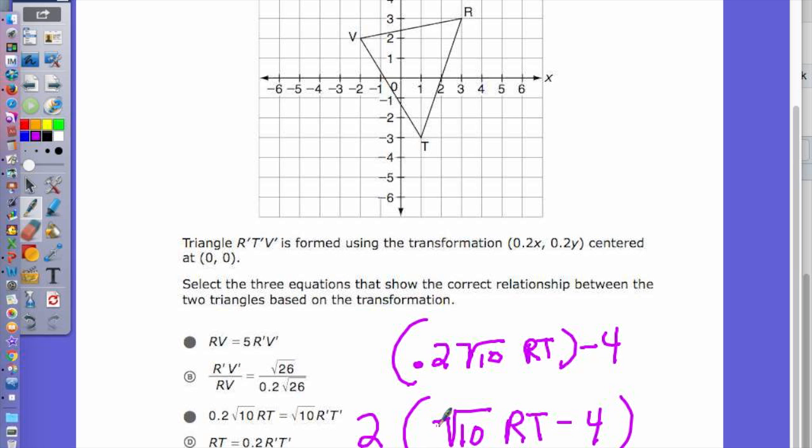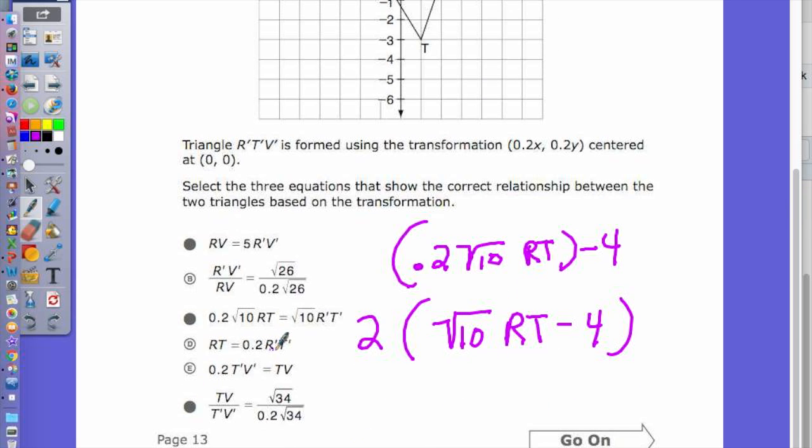times 2, that's where I would get into some issues, okay? So this one, just as long as you're multiplying the same side. The problems with D and E, again, you are taking the scale factor and multiplying it by the side that's already smaller. If this was 0.2 RT, then you'd be fine. Over here, simplify this. Radical 34 over radical 34 is 1. They cancel out.